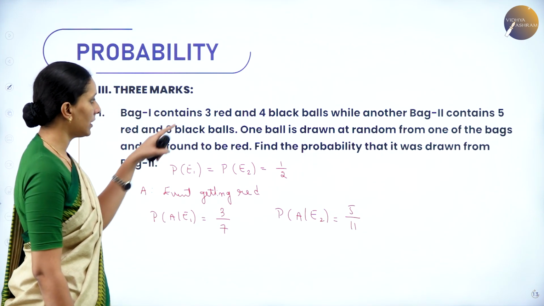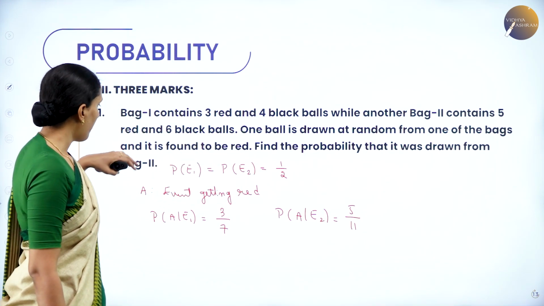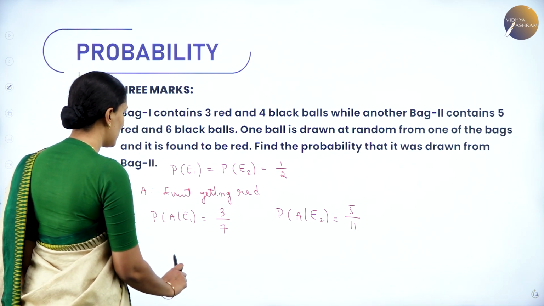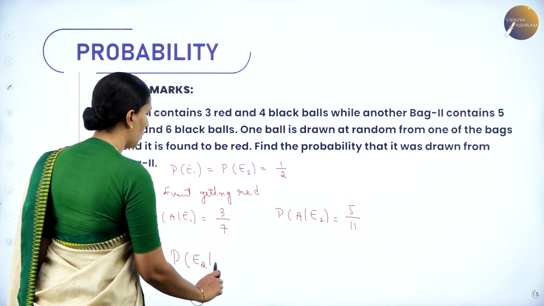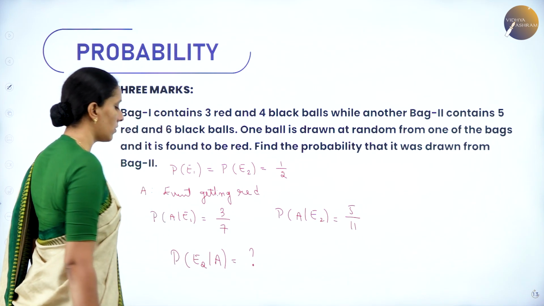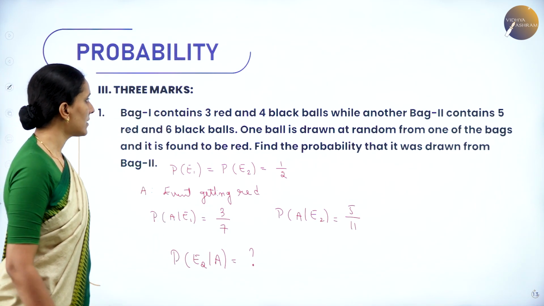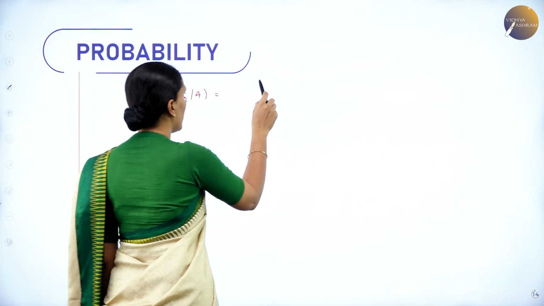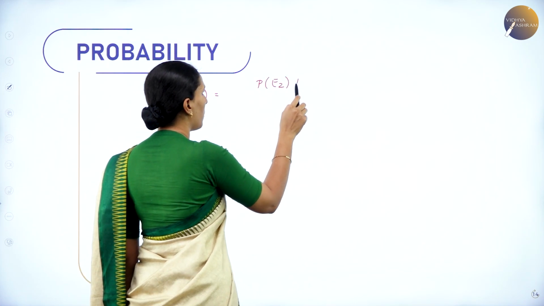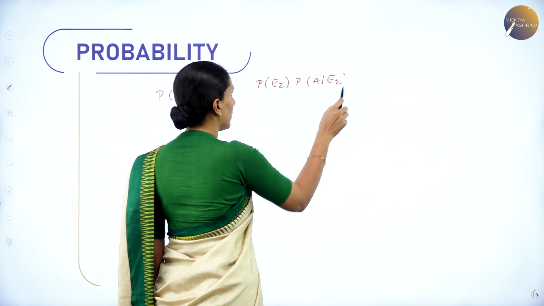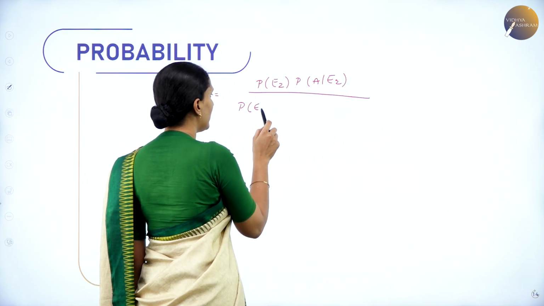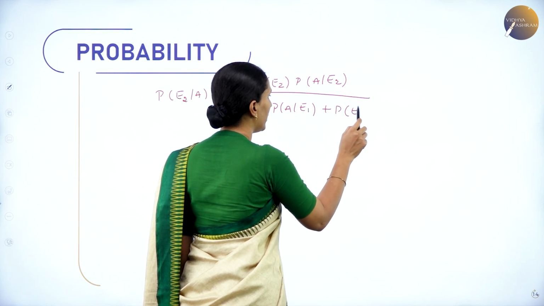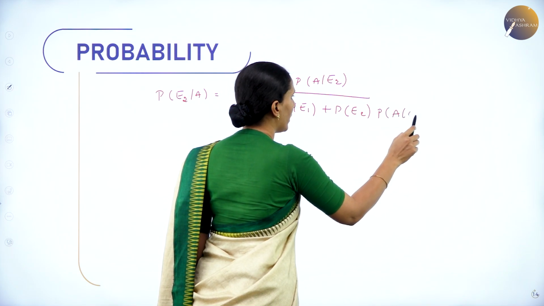Now, I am supposed to calculate the probability of taking red from bag 2. So, that is, we have already chosen red, but it should be from bag 2. So, that is probability of E2 over A. So, this is what we need to calculate. Now, this can be written using Bayes' theorem. Probability of E2 over A can be written as probability of E2, probability of A over E2 whole divided by the total probability: probability of E1, probability of A over E1 plus probability of E2, probability of A over E2.